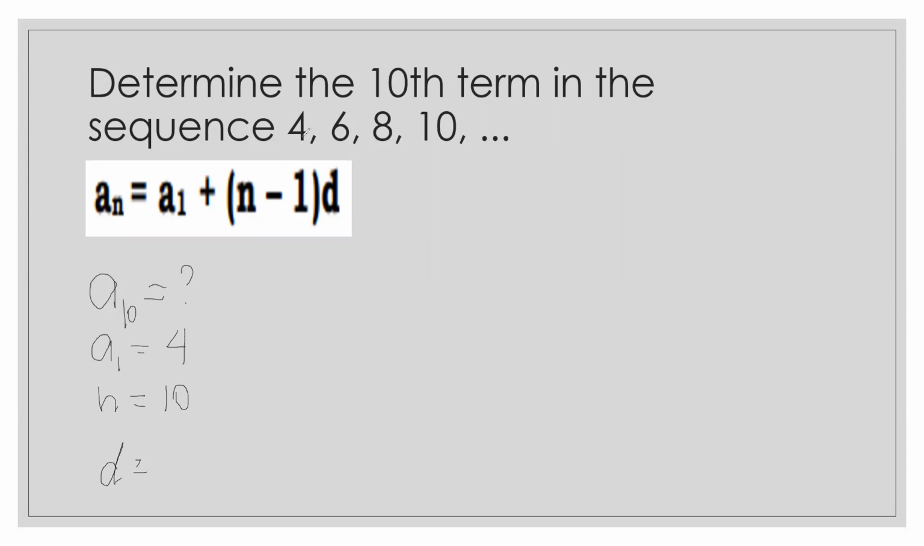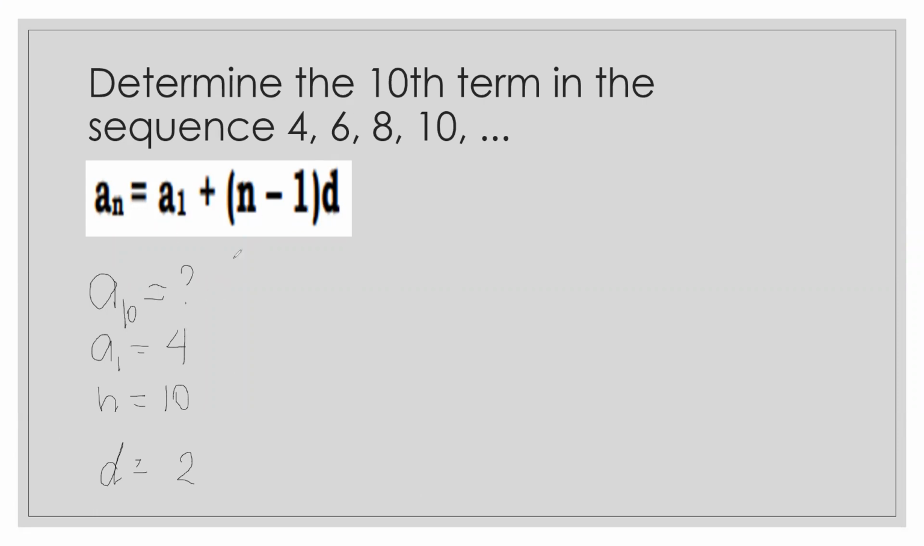And last one is our common difference, which is d. Tingnan nga natin, ano bang nangyari? 4, 6, 8, 10. Ano ang ating common difference? 2. Positive or negative? Positive. Kasi positive pataas. So, pwede ko na lang siyang isulat as positive 2. Okay. So, lahat ng kailangan natin given ay nakita na natin. At ang hahanapin lang natin ay a sub 10.